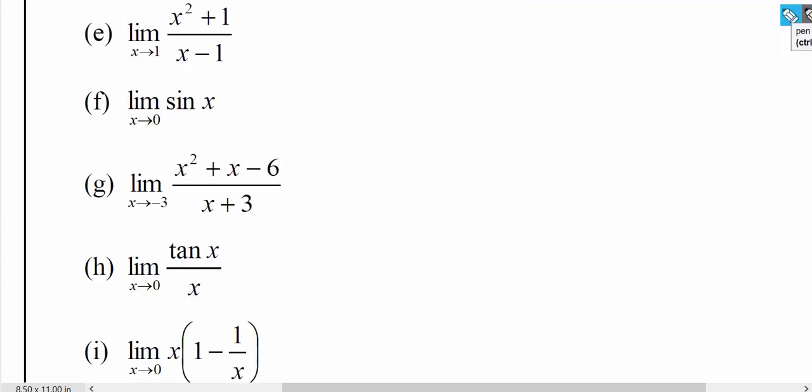As much as we'd like to go ahead and substitute, it would be undefined. As much as we wish we could do a difference of squares, we can't because this is a sum of squares.